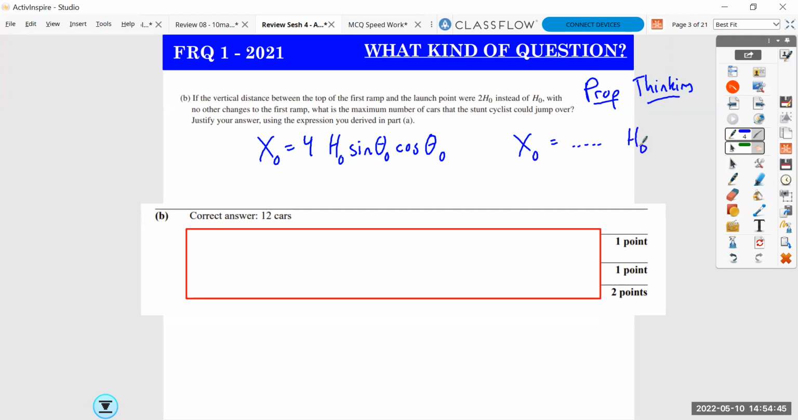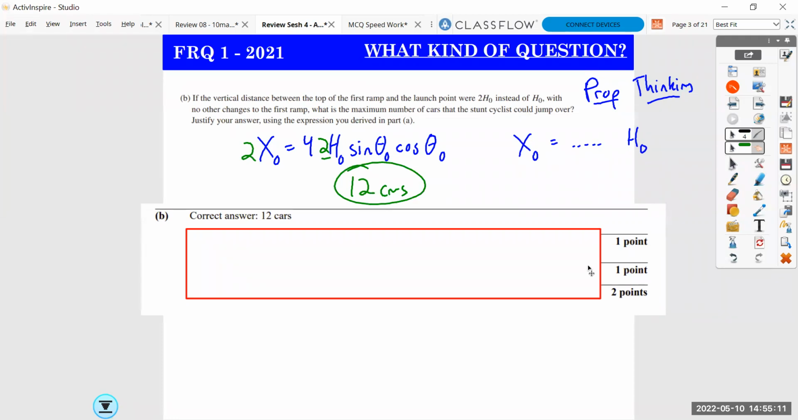And if I double h0, well, it's not h0 squared. It's not h0 like the square root or anything. If I double my h0, well, I multiply one side of my equation by 2. I multiply the other side of my equation by 2. So in this case, if I double h, I end up with twice the distance. So it went from 6 cars to 12 cars in this case.